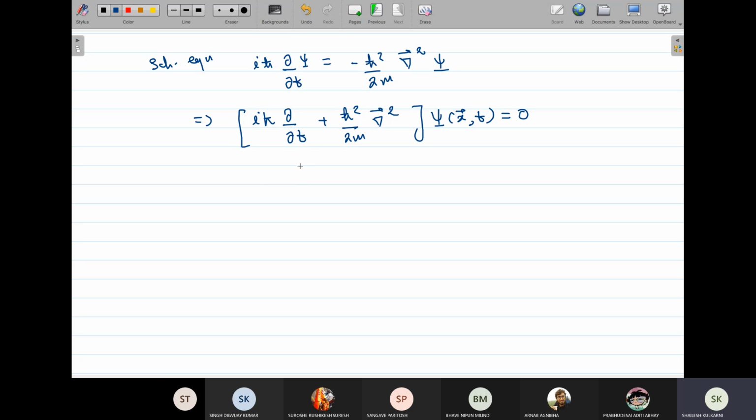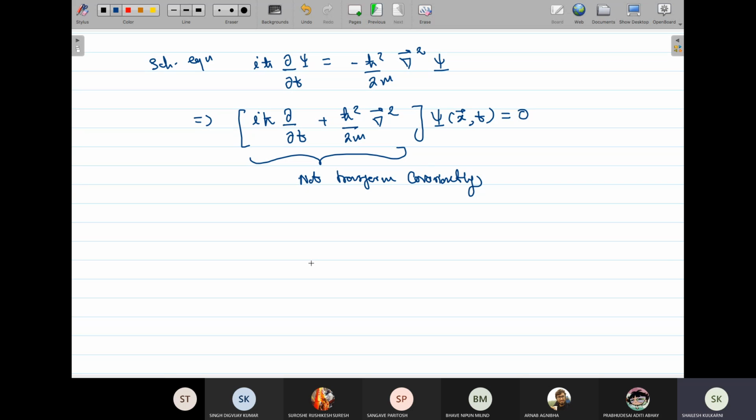But as I said before, this entity will not transform covariantly under Lorentz transformation. So when I say transform, I mean now Lorentz transformations.